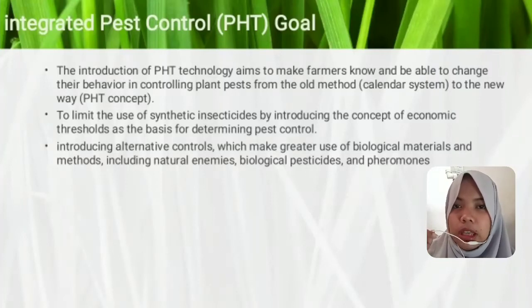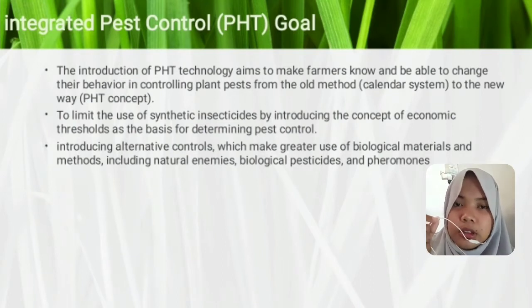Integrated pest control has three goals. The first one is the introduction of IPM technology, which aims to make farmers know and be able to change their behavior in controlling plant pests from the old method to the new way.